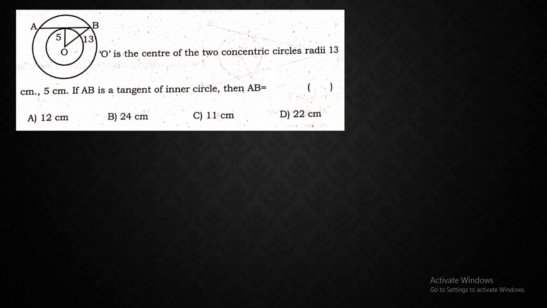Next, moving on to one more question. So O is the center of two concentric circles. If AB is tangent, then what is AB? So AB is nothing but the chord, no? So already we have found the formula, right?